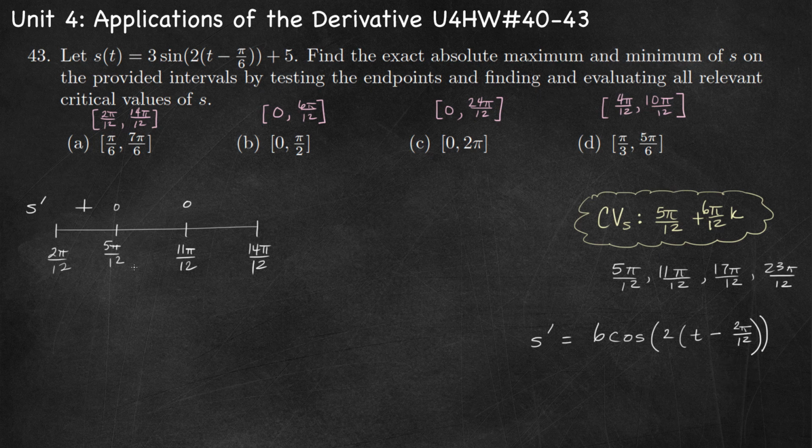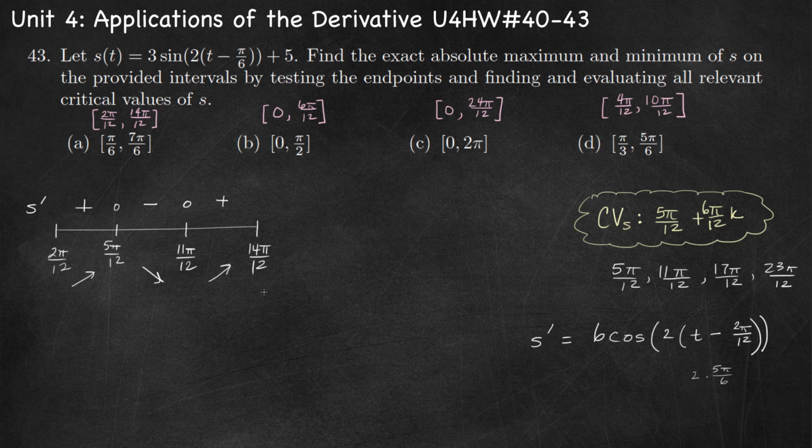Now a test point between 5 pi over 12 and 11 pi over 12, 6 pi over 12 would be a good one there. So 6 pi over 12 minus 2 pi over 12 is 4 pi over 12. 4 pi over 12 is pi over 3 times 2. Cosine of 2 pi over 3, that's quadrant 2, so the cosine is negative. Now a test point between 11 pi over 12 and 14 pi over 12, 12 pi over 12 would be a good choice. So 12 pi over 12 minus 2 pi over 12 is 10 pi over 12, or 5 pi over 6. We're going to multiply that by the 2 to get 5 pi over 3. And 5 pi over 3 is quadrant 4. Cosine is positive there. So positive, negative, positive.